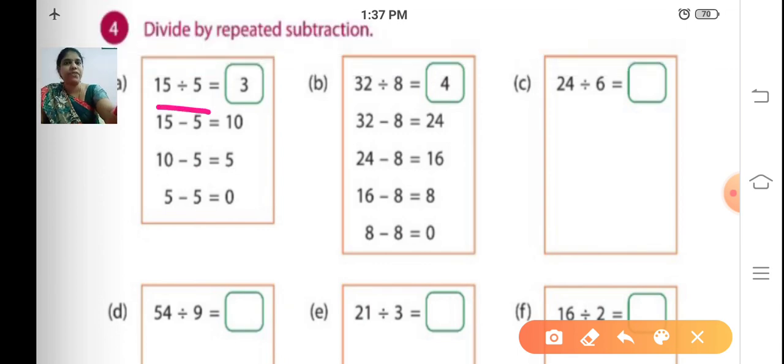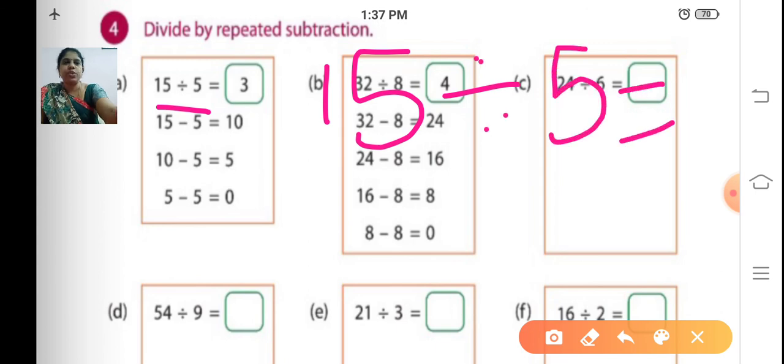15 divided by 5 is equal to, that we are going to find out. How to find out? So first we are going to subtract these two numbers. Division is the repeated subtraction, isn't it? Shall we subtract these two numbers now? We are going to subtract till we reach number 0.